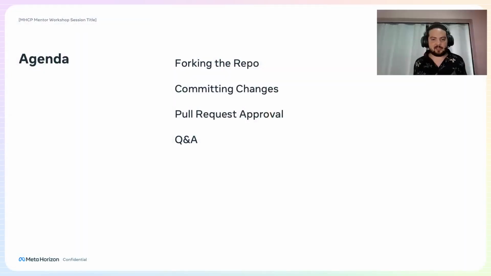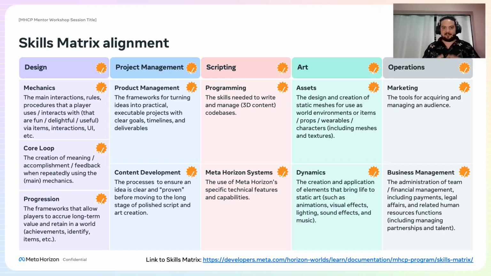So what do we got today? We're going to be covering forking a repository, committing changes, and pull request approvals, and then we'll go into a Q&A. I know those sound pretty crazy right now, but luckily, I'll have a definitions slide here to help walk you through some of these terms that may feel unfamiliar, and you will have mastered them by the end of this workshop.